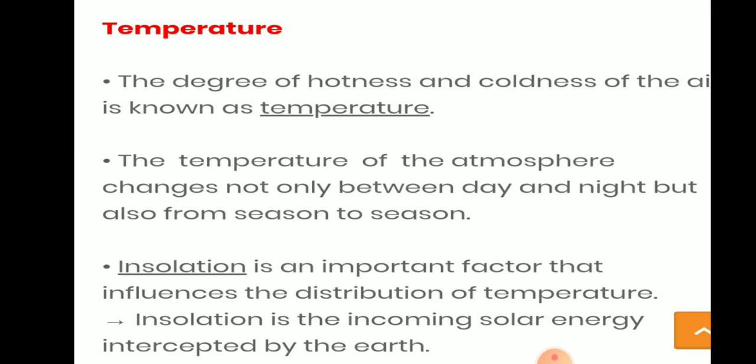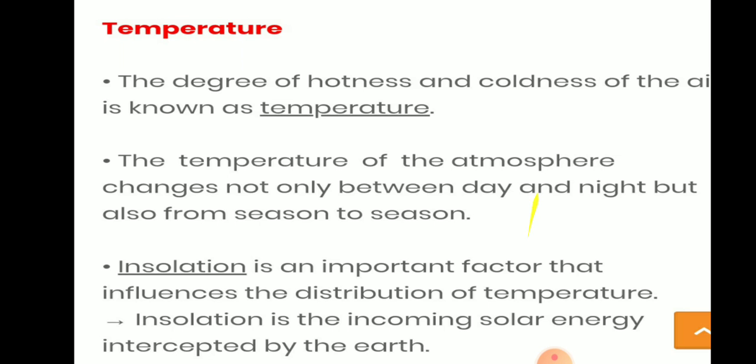After that we have the topic temperature. So let's know what is temperature. The degree of hotness and coldness of an object is known as temperature. The atmosphere also has this temperature. The temperature of the atmosphere changes not only between day and night but also from season to season. We all experience that. Temperature is more in the daytime as compared to night, and temperature is different in different seasons. Winter is more cold and less in temperature as compared to summer.